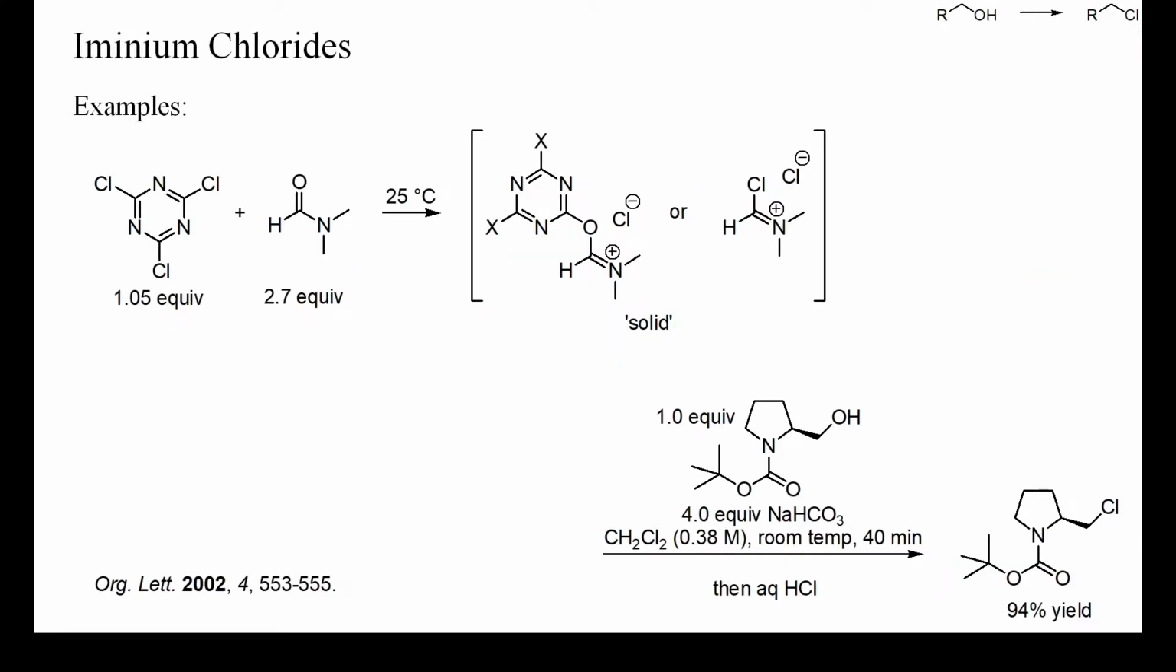Cyanuric chloride can also be used to convert amides into iminium chlorides. Here the activation of DMF was done without any solvent, but for larger scale preparations some inert solvent or a larger excess of DMF would probably be required to better control the exothermicity of the iminium chloride formation.